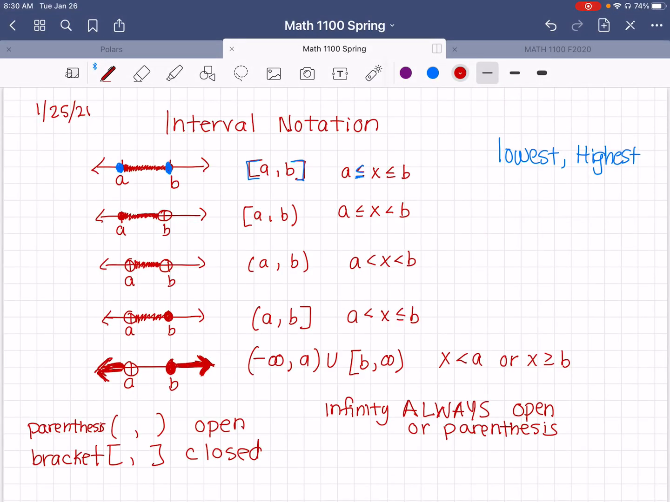Professor Crusoe here, and we are doing interval notation. Interval notation is used quite often in this class, so we need to make sure that we have a good understanding of that.